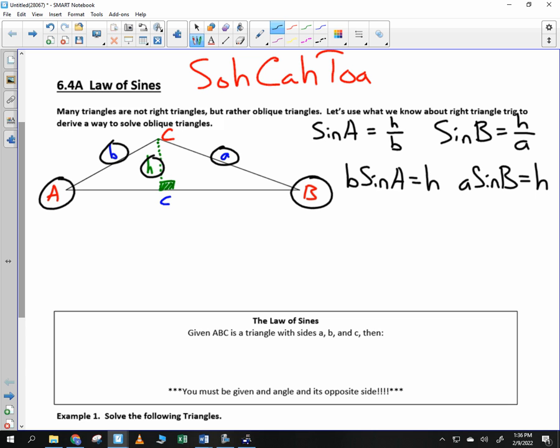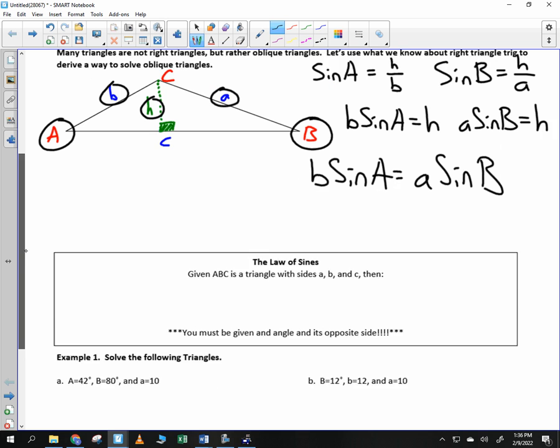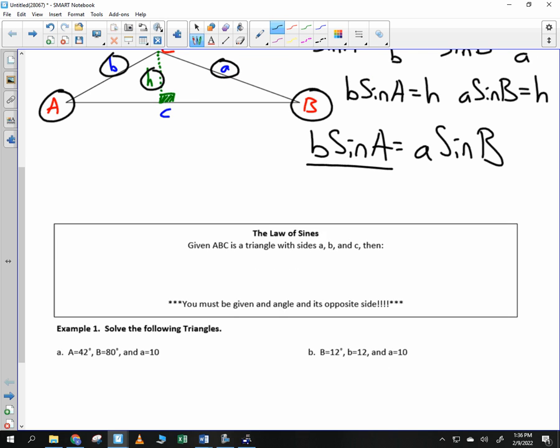So we now have this equation: B sine of A is equal to A times the sine of B. Notice how on a normal triangle, we would never be given H, and we've just eliminated it from our equation. That's kind of beautiful. I'm going to rewrite it in its last form. I'm going to divide both sides by AB. And you might wonder, why did I choose AB? I just want to make it look different. You're allowed to divide both sides by the same thing.